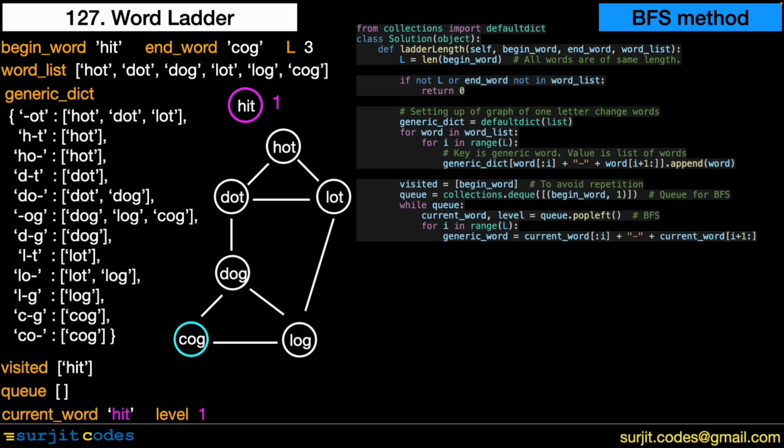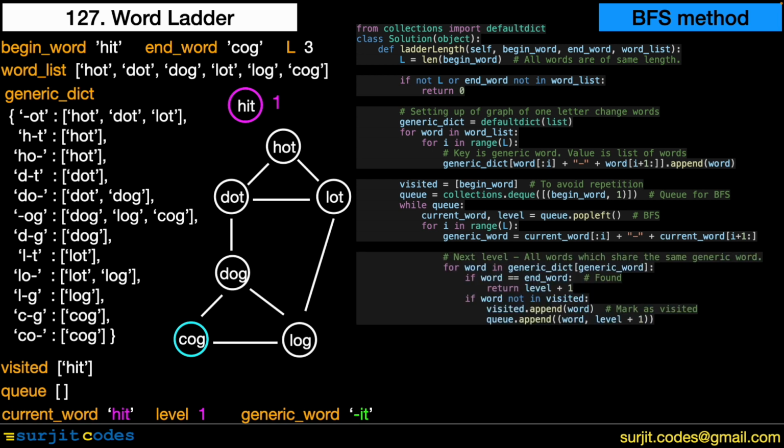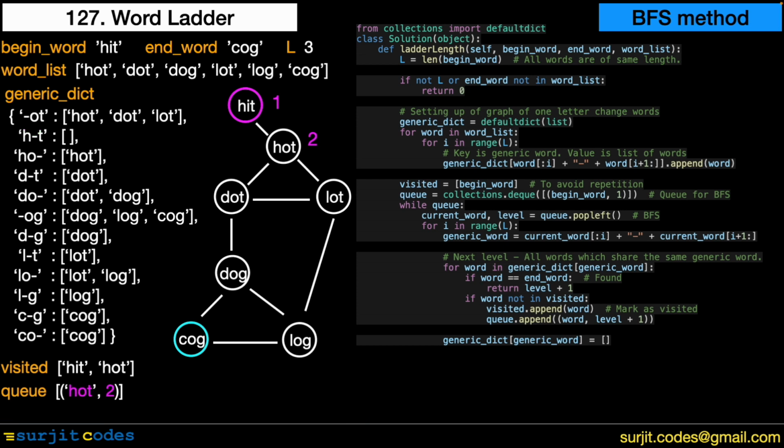We start a loop to obtain three generic words of hit. First generic word is dash IT. It is not present in the dictionary, so next for loop is skipped. Next generic word is H-T, for which list has only one word, hot. Hot is not the end word. We add it to visited list and also add it to the queue for level 2. The loop terminates. We clear the list for H-T. This helps in preventing futile repetition in future cases. Third generic word is HI dash. This is not present in the dictionary, so the iteration is skipped. We move the queue further.